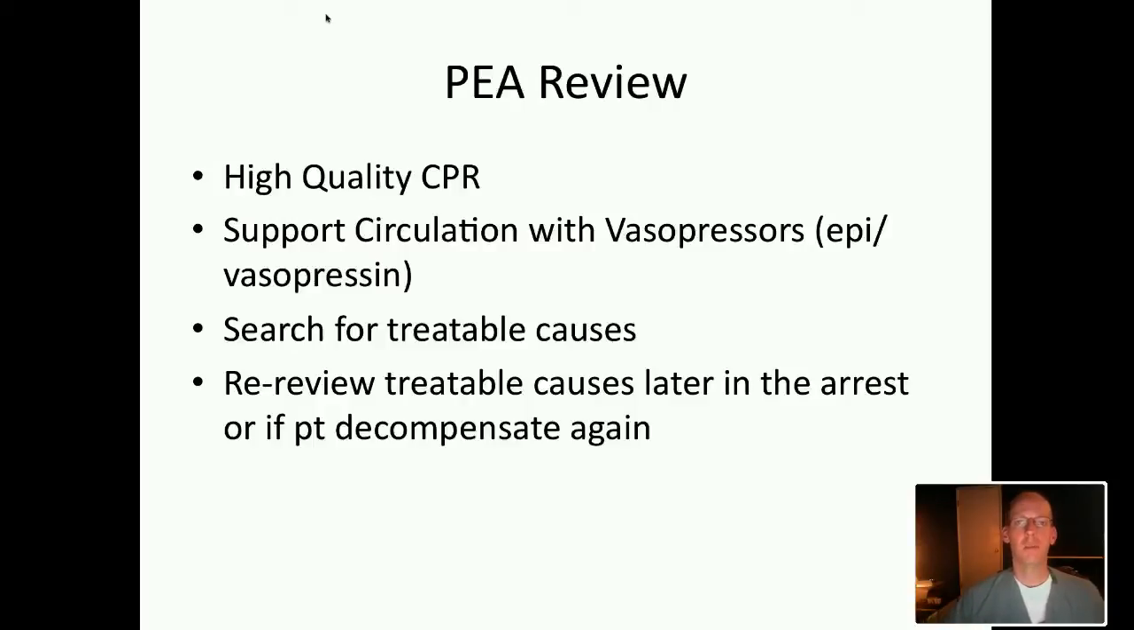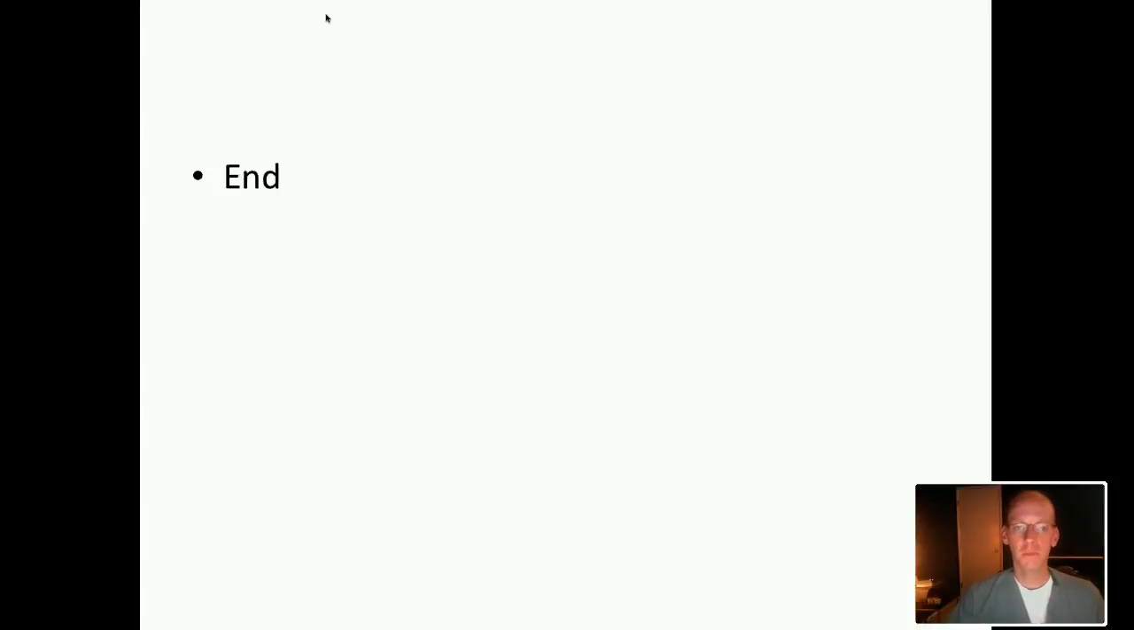For example, the patient developed a pneumo from the chest compressions. It's real important to constantly reassess and re-review. And that's it for our review of PEA and asystole.